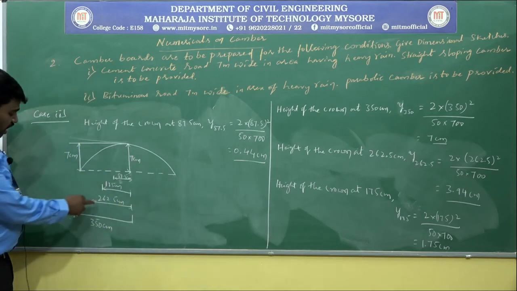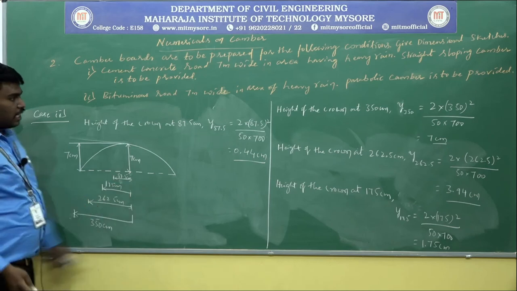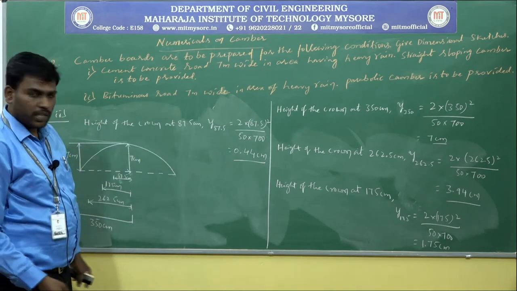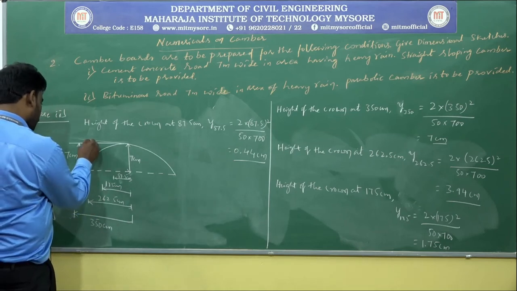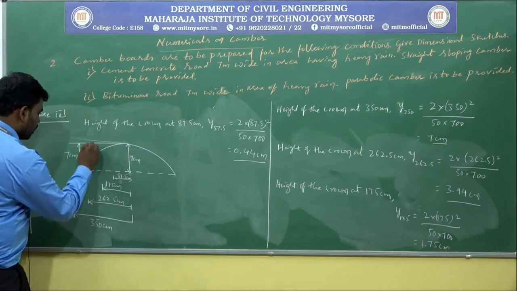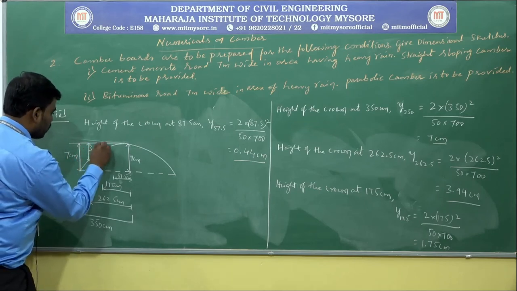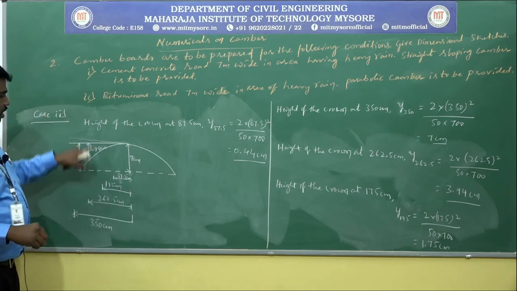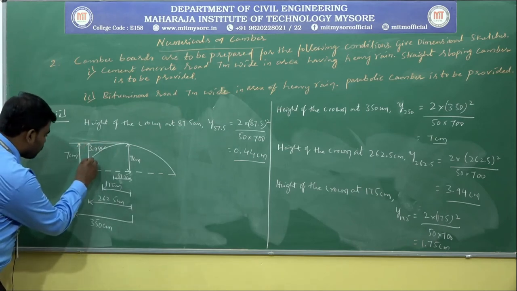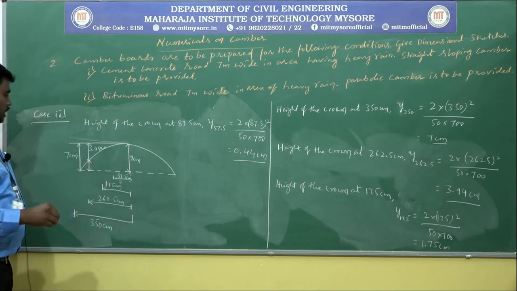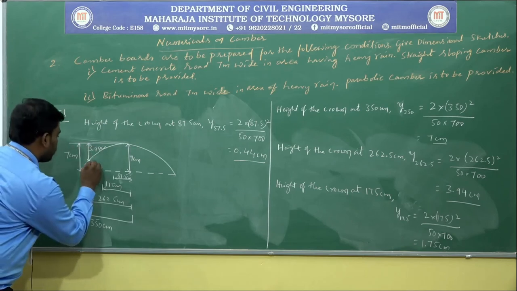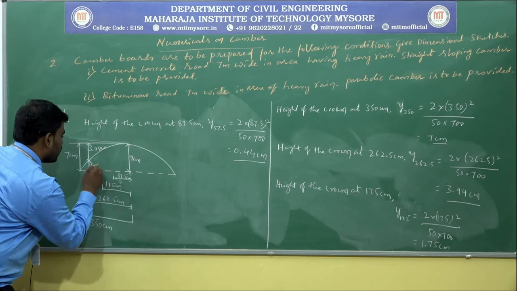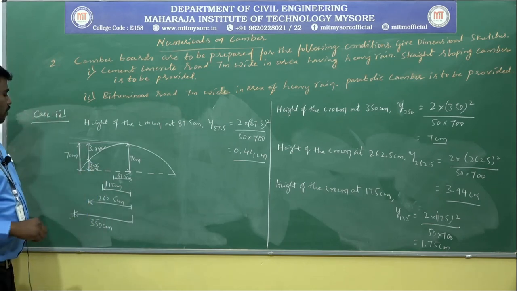Then, at 262.5 cm, it is 3.94 cm. At this distance, this height is how much? 3.94 cm. If this height is 3.94 cm, what about this? This is 7 minus 3.94, no? 7 minus 3.94, we get about 3.06 cm.